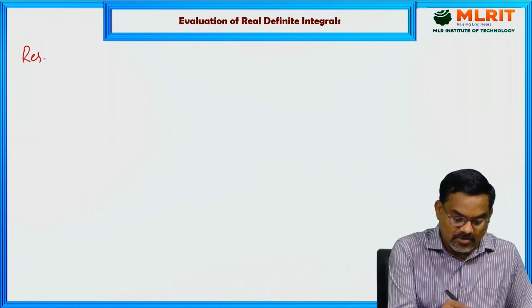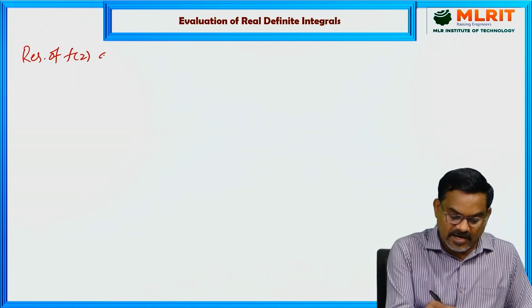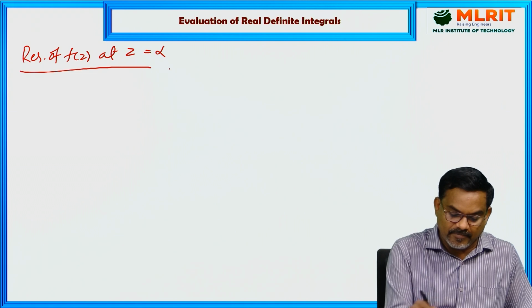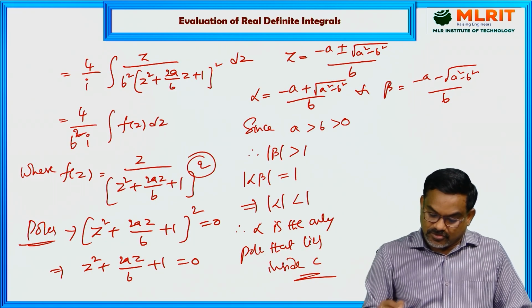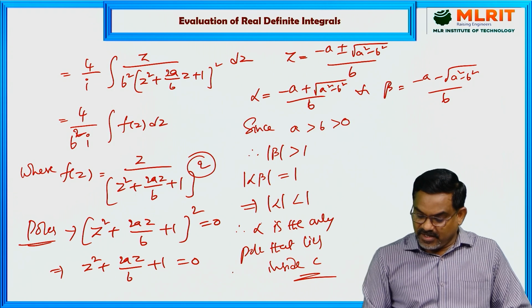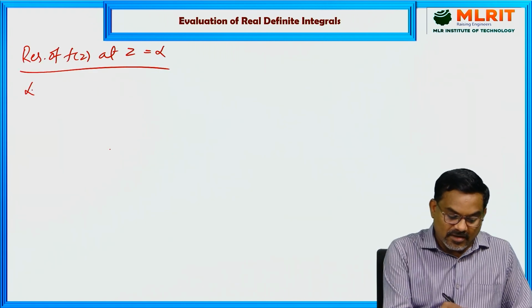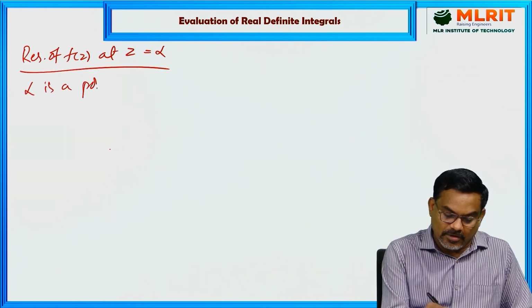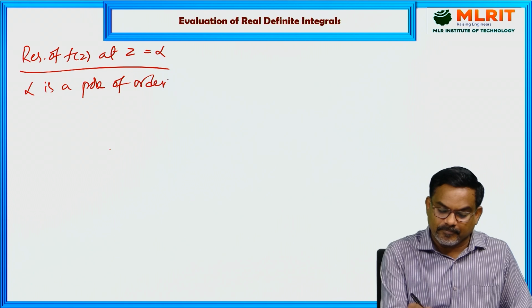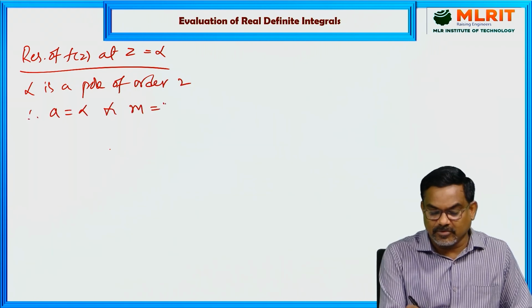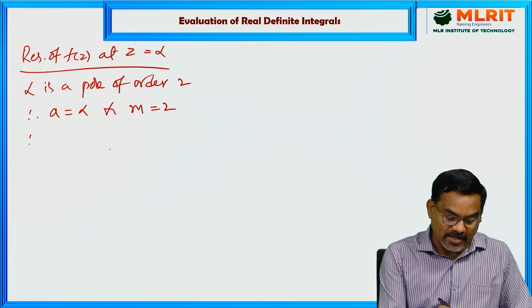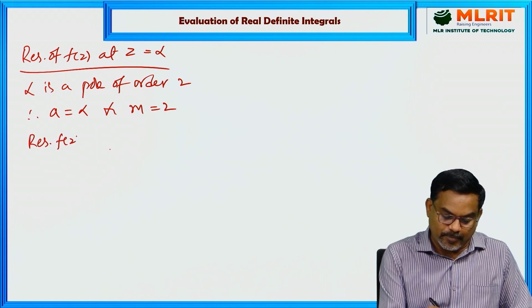So, the residue of f at z equal to alpha. Here we have alpha squared, so alpha is a pole of order 2. Therefore, a equal to alpha and m equal to 2. We have the formula to find the residue at a pole of order m.